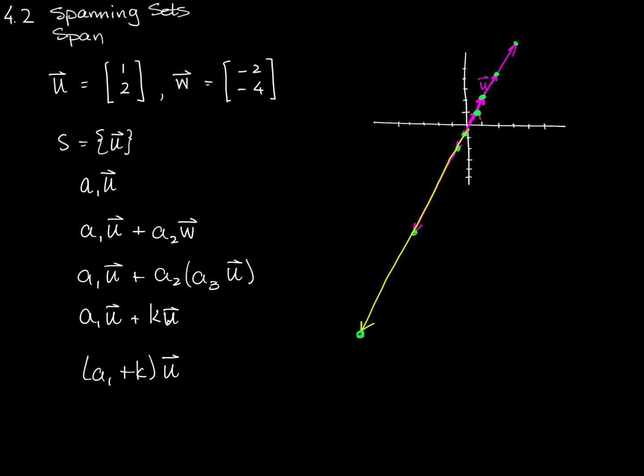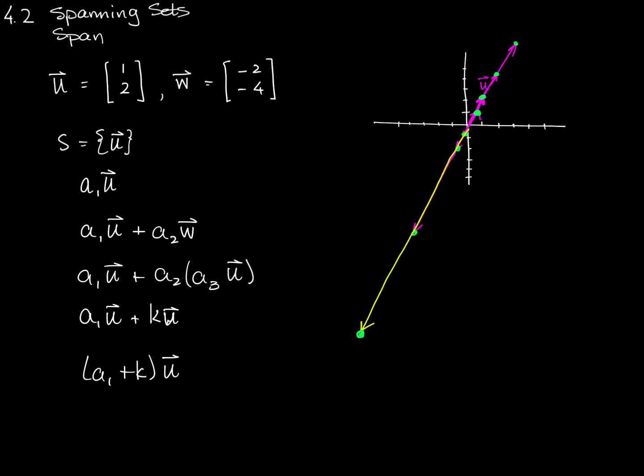So two vectors doesn't always span the entire plane. Sometimes it only spans a line. There's no exception. It's one of those two things. Either you have two vectors that are not scalar multiples of each other, and the two vectors then span the entire plane, or one of the vectors is a multiple of the other, and the span is just a line. So that's what happens in R2.